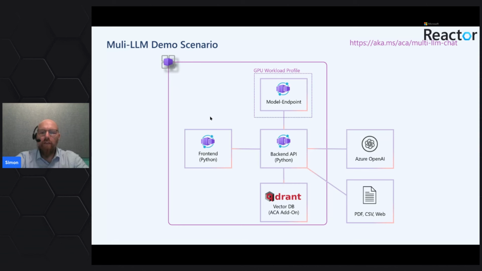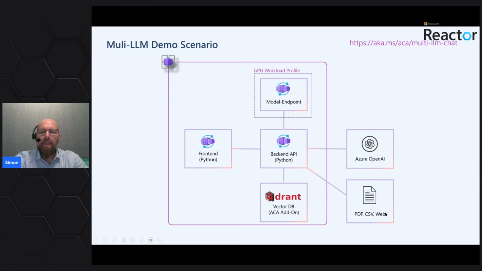If we take a closer look at this application, we can see this is, as most applications on ACA, a microservice app. On the front end, we have a Python application that makes the GUI we saw in the screenshot earlier available. It then interacts with the backend API, which is also written in Python. In this case, we use FastAPI. This backend API is responsible for quite a bit of activity in this application.